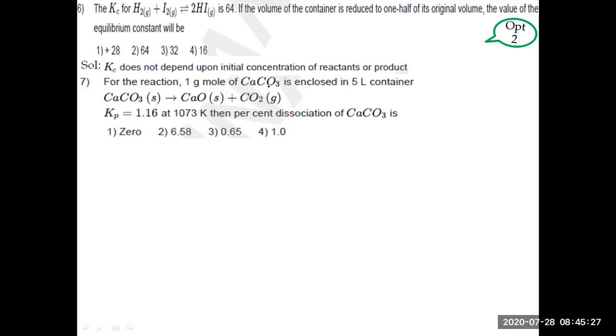Now people have to take this and work it out. I'll give you 30 seconds. For the reaction, 1 gram mole of calcium carbonate is enclosed in a 5-liter container. Kp, equilibrium constant in terms of partial pressure, is given as 1.16 at 1073 Kelvin. Then percentage dissociation of calcium carbonate is.